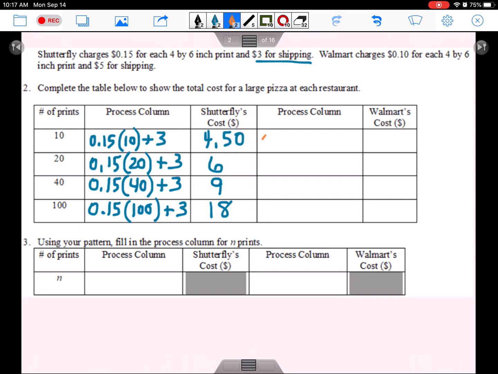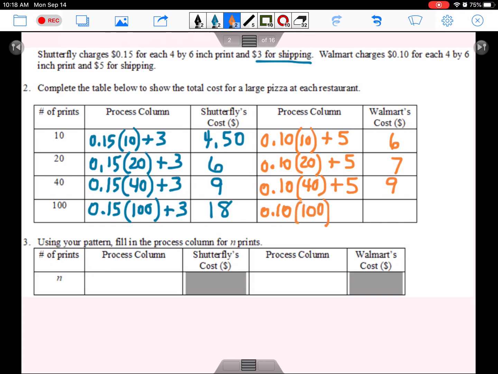Now for Walmart, they're charging 10 cents per print, but there's a $5 charge for shipping. So 10 prints, 10 cents each, that's $1, plus the $5 shipping, that's $6. 10 cents times 20 gives us $2 plus the $5, $7 for total cost. And then 40 prints times 10 cents, that's $4 plus 5 is $9. Again, we're multiplying before we add because of order of operations. And then if we have 100 prints, that'd be $10 plus the 5, $15.